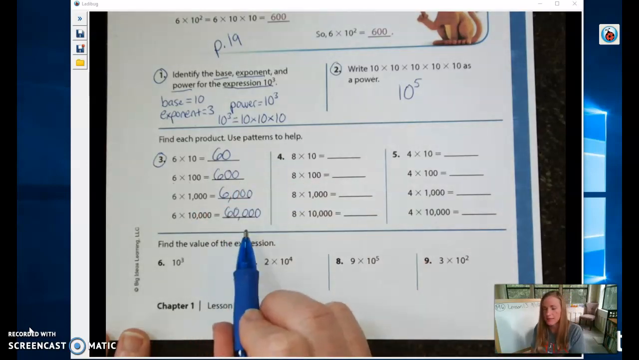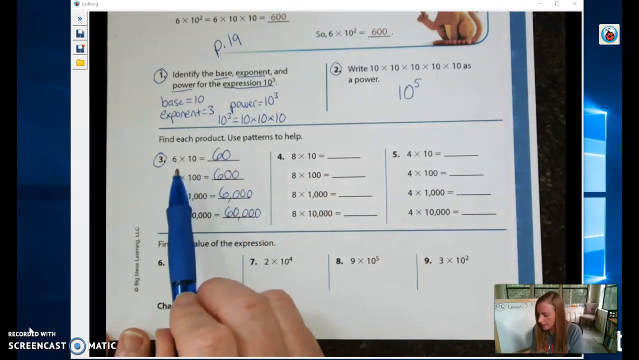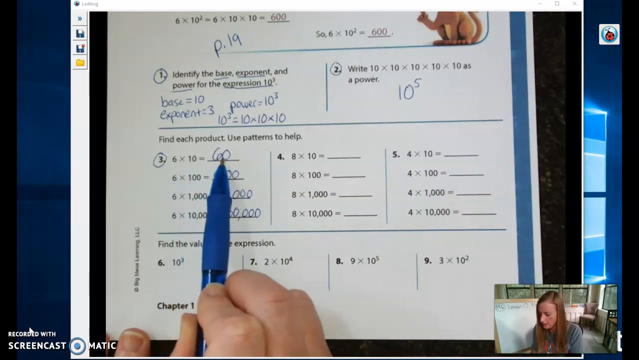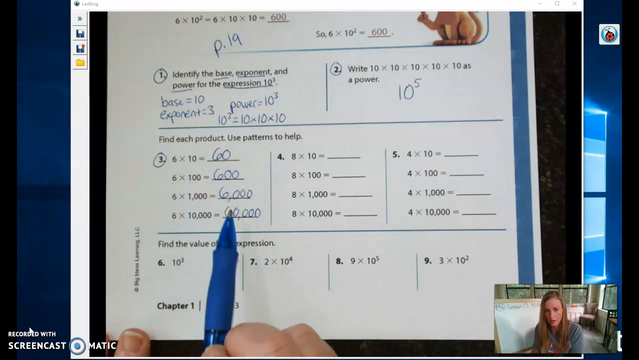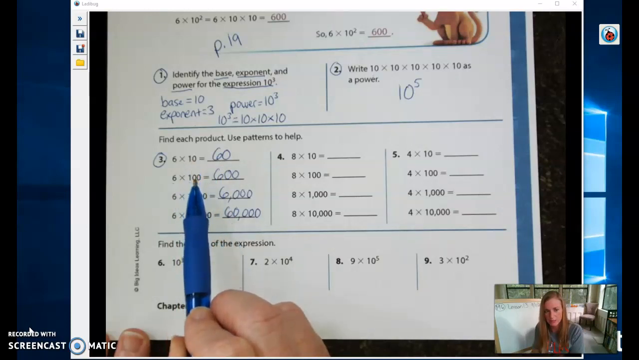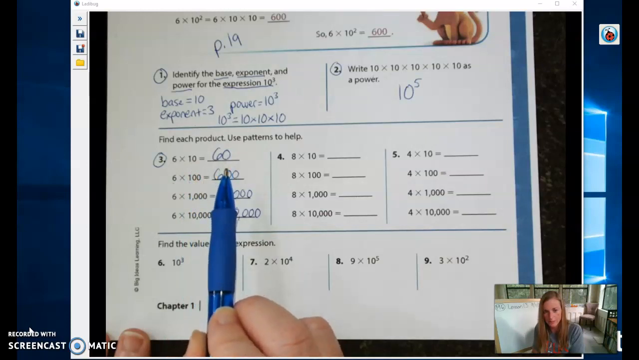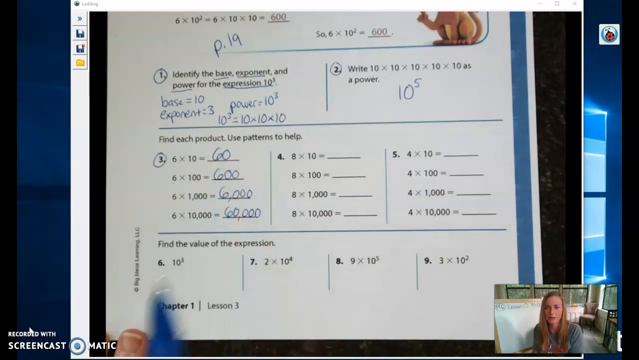So that becomes 60,000. Do you see how that works? We had 6 times 1 is 6, 1 zero makes it 60, all the way down. So as we increase the number of zeros that we are multiplying by, we increase by the same amount of zeros right there in our answer.